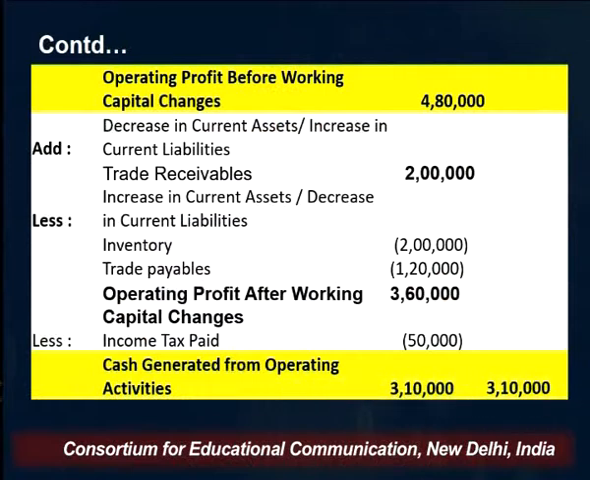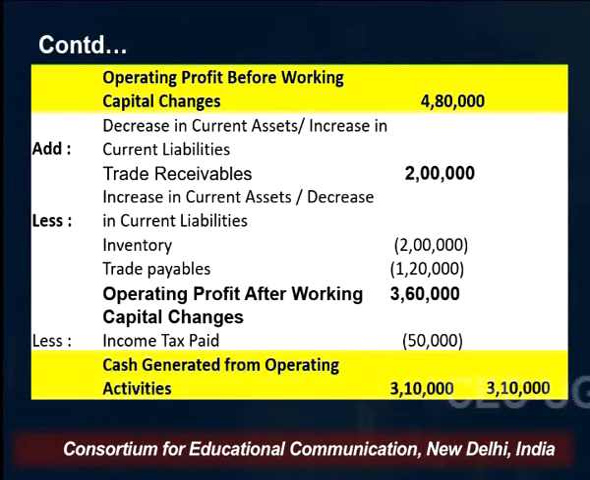cash generated or cash used in operating activities, you will have to search for the payment of income tax. That is, is there any income tax paid given in the question? If you look at your profit and loss account, you will find that there is an amount called provision for taxation, and there we found an amount of income tax paid, that was 50,000. So we'll show it as an outflow. I have deducted here less income tax paid 50,000.